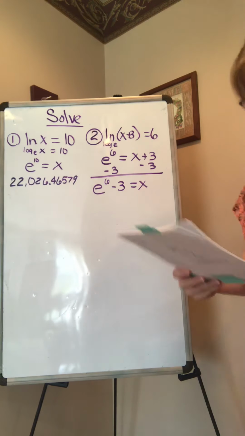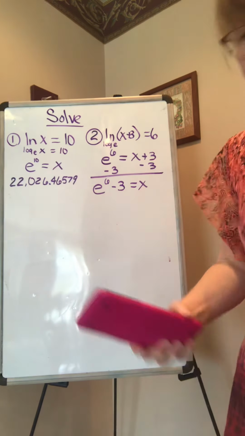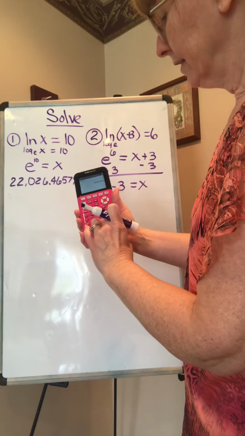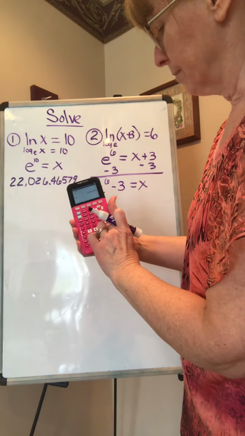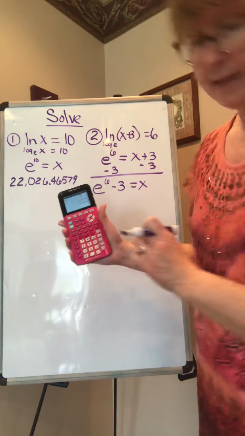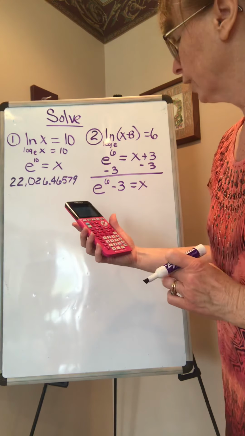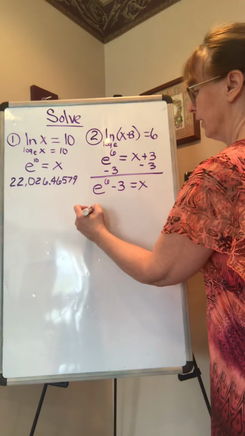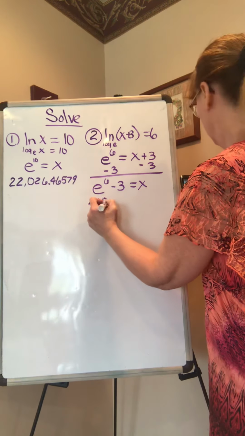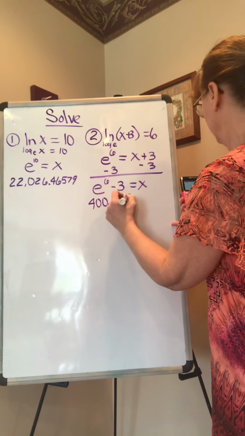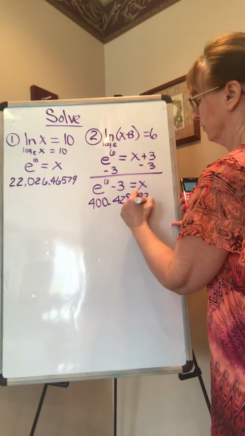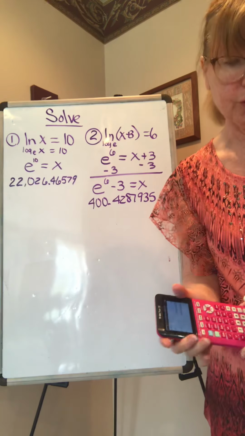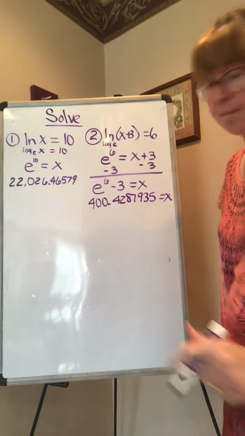And take out my handy dandy calculator. And I type in second e to the 6th. And I put minus 3. And I get 400.4287935. Again, no rounding unless you're told to round. Number 3.